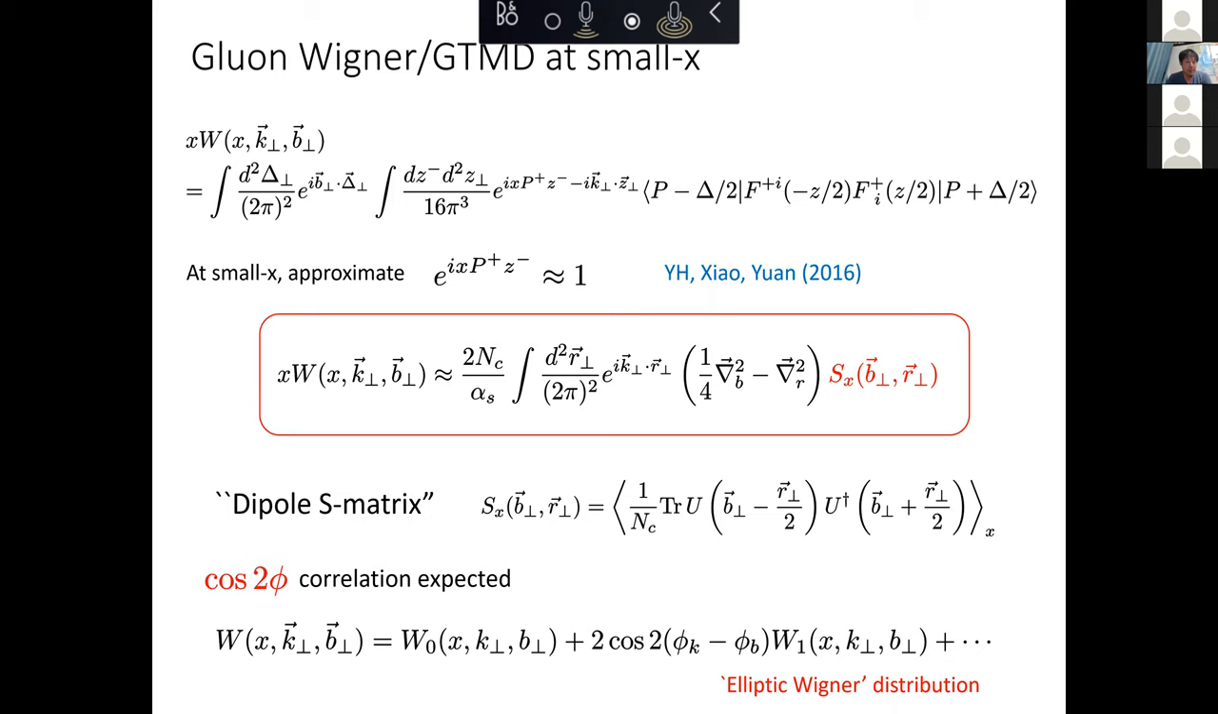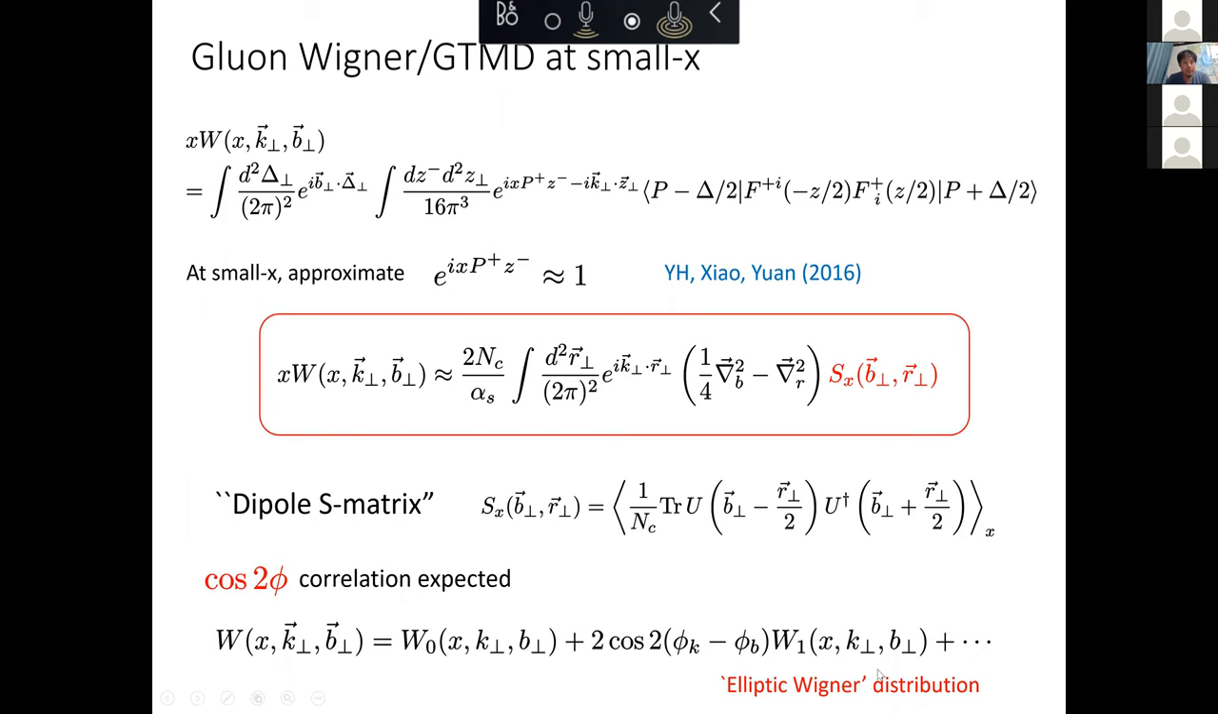An interesting thing is that this Wigner distribution function depends on the angle between K and B. These are two-dimensional vectors, so there is one angle between them, and we would expect that the Wigner distribution function has a cosine 2 phi dependence on this angle between K and B, and we call it the elliptic part of the Wigner distribution function.